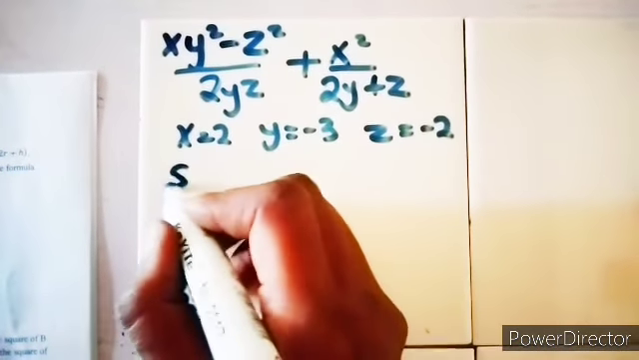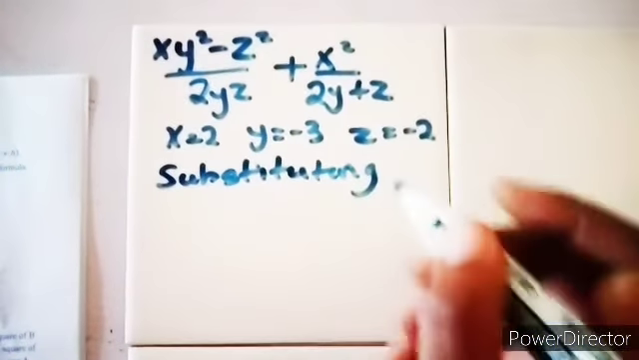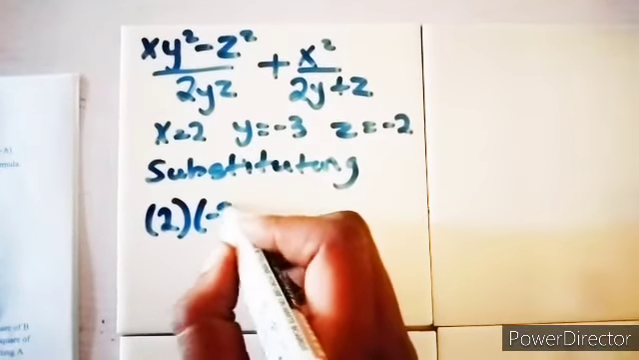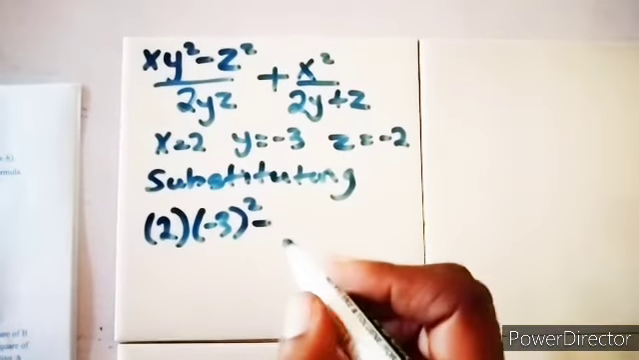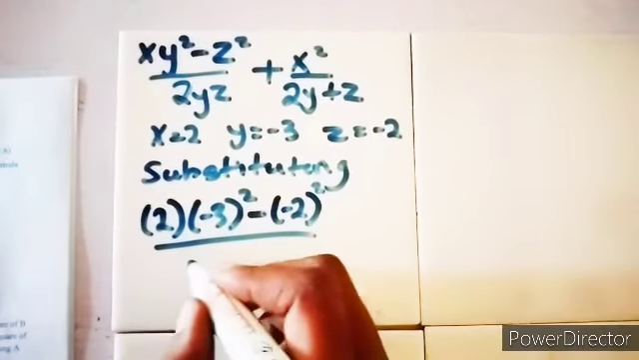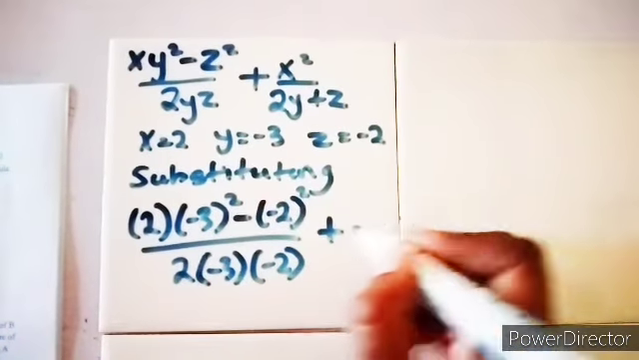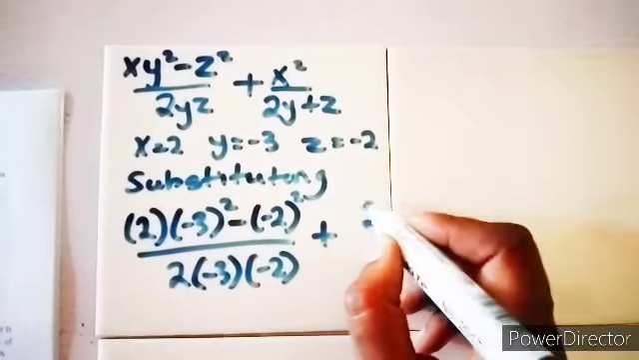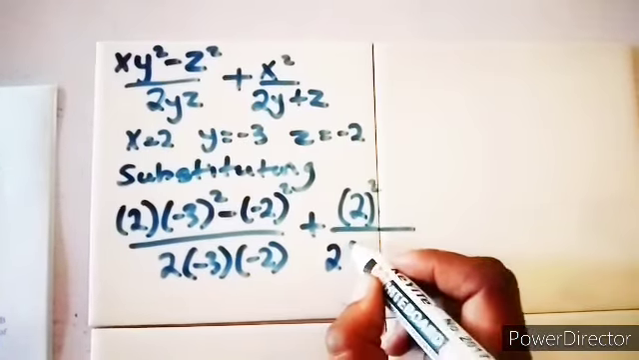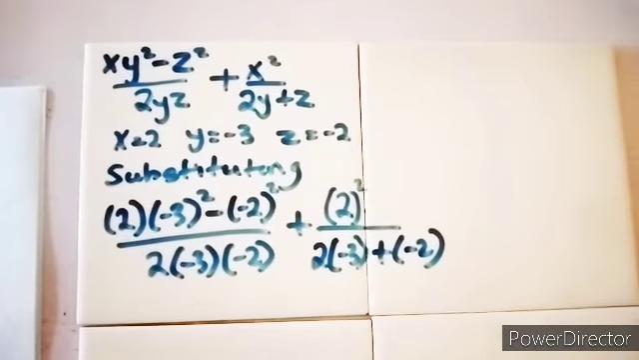And so our next problem, we are asked to find the value of this expression given the value of x, y, and z. So if we substitute, we will have 2 bracket minus 3 squared minus 2 squared all over 2 minus 3 times minus 2 plus 2 squared, which is x squared, all over 2 times y, which is 2 times bracket minus 3, plus z, which is bracket minus 2.